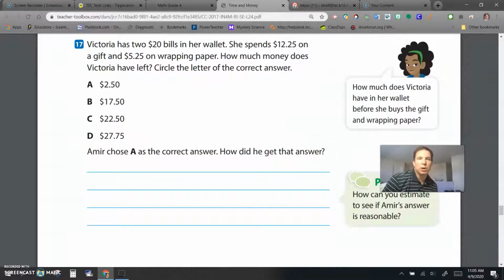Number 17. Victoria has two $20 bills in her wallet. She spends $12.25 on a gift, $5.25 on wrapping paper. How much money does she have left? Circle the correct answer.